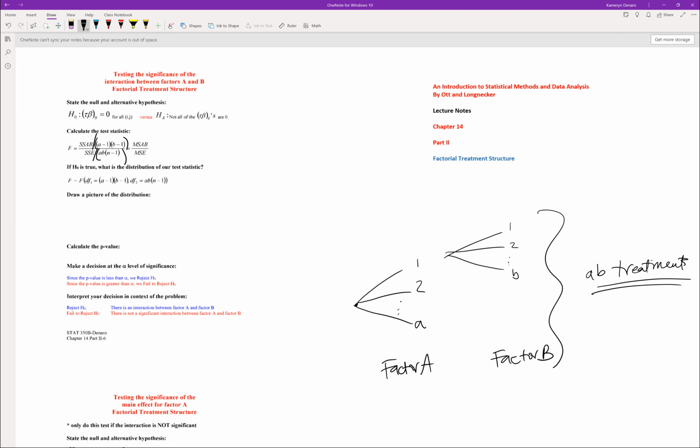Now, if the mean square of the interaction term is no different than the mean square of error, then you're going to end up having an F distribution that peaks at 1 and is skewed right. So you can set up your rejection region, reject H0. Let's set alpha equal to 0.05.